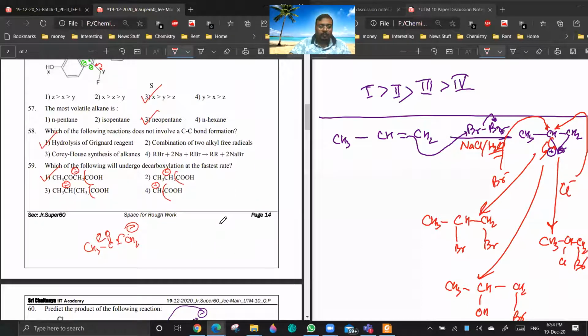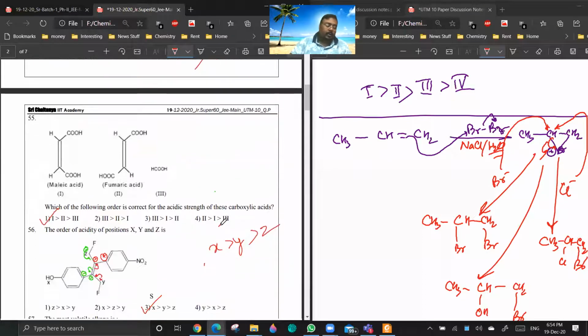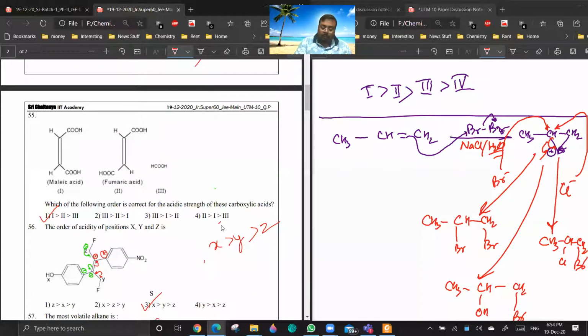So 55th one, can you say? You see, if you make an anion out of it, then the presence of a COOH which exerts a minus I effect will stabilize this anion. In this case, only hydrogen is there, it does nothing. So both 1 and 2 will be more than 3. Getting a point? And between 1 and 2, I have told you that 1 will be more, the anion will be stabilized by intramolecular hydrogen bonding.